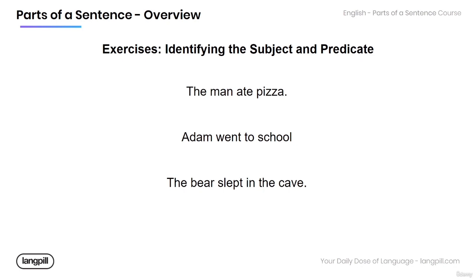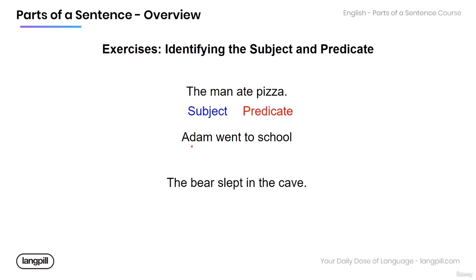Okay, so hopefully you paused and figured this out on your own. Let's go through this. So the first sentence is, the man ate pizza. Okay, so we have the man. The man is our subject. This is who or what the sentence is about. Then we have ate pizza. Ate pizza is the predicate. This is what the subject did.